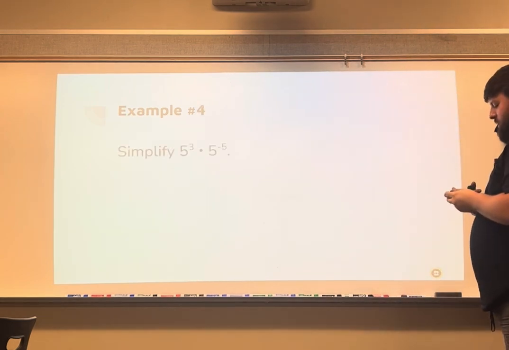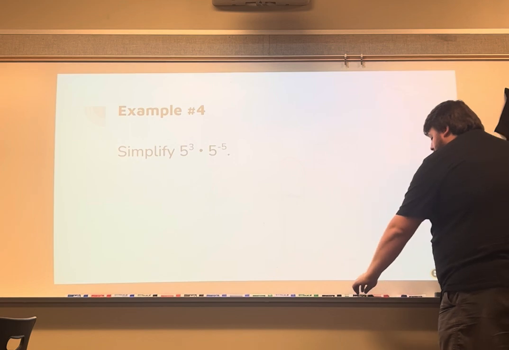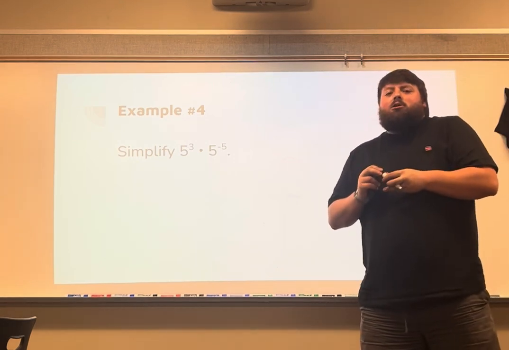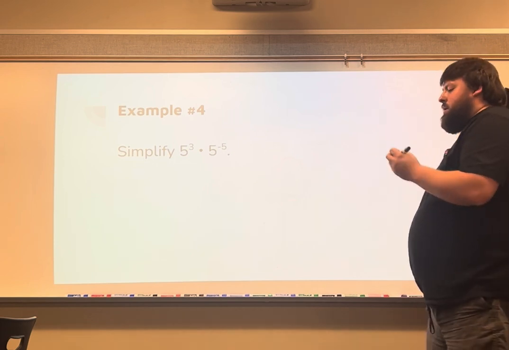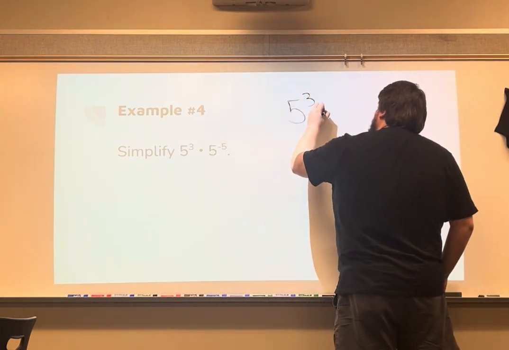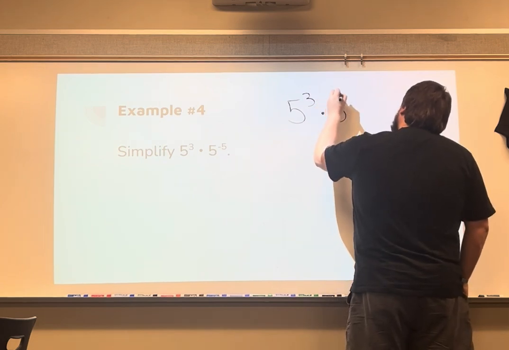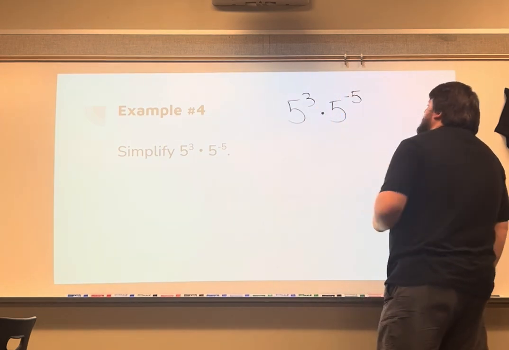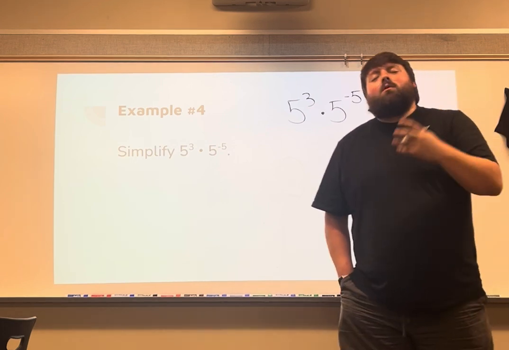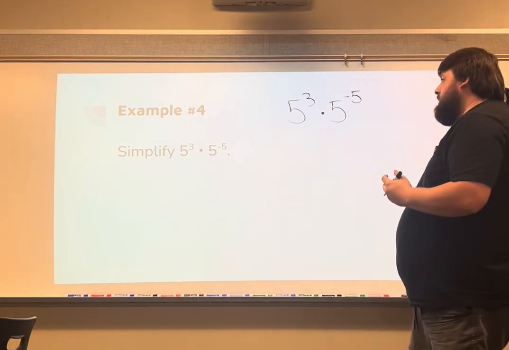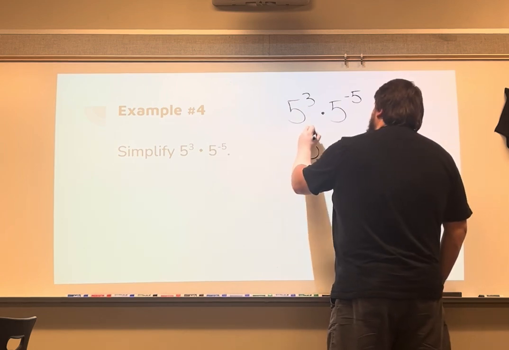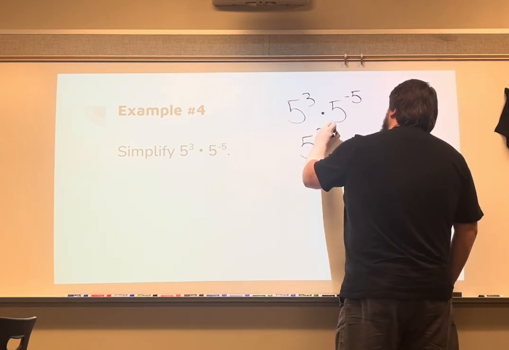In Example 4, we start to use some of the old strategies from multiplying and dividing monomials. Here I have 5 to the 3rd times 5 to the negative 5th. Go ahead and solve this. Don't even worry about the negative yet. We take 5 to the 3 plus negative 5.